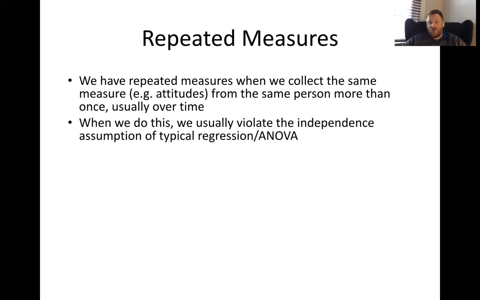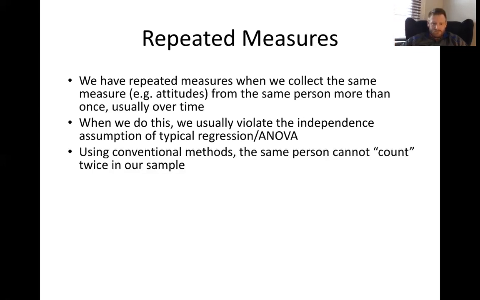This is also sort of called longitudinal data. And when we do this, we usually violate a very important assumption of most basic regression and ANOVA models, which is the independence assumption. So if we were to just take all those repeated measures and lump them all together and throw them into an ANOVA or a regression, the assumption is that all of these observations are independent and identically distributed. So the fact that the same measurement comes from the same person many times over is a violation of that assumption. In other words, the same person really can't count twice in your sample.